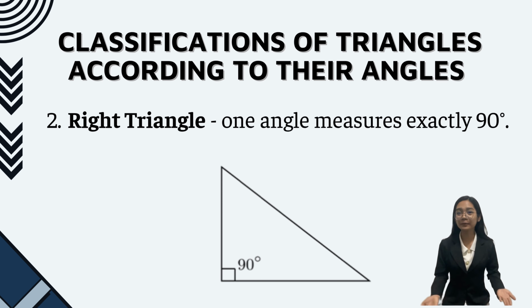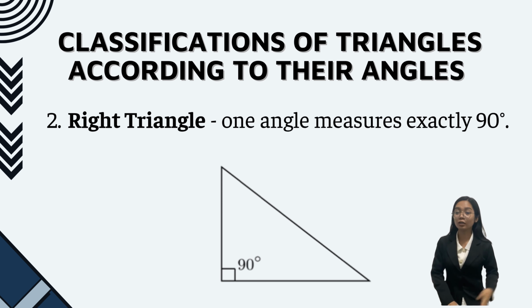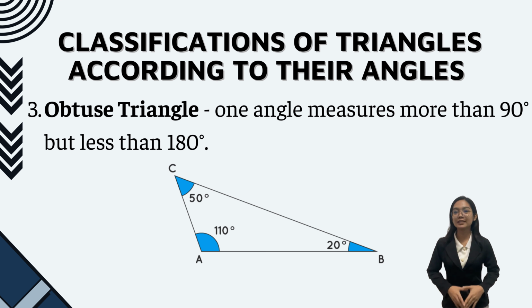The second type, class, is a right triangle. One angle is a right angle which measures exactly 90 degrees. As you can see on the screen, class, there is a small square which indicates that this angle measures exactly 90 degrees. Understand, class?